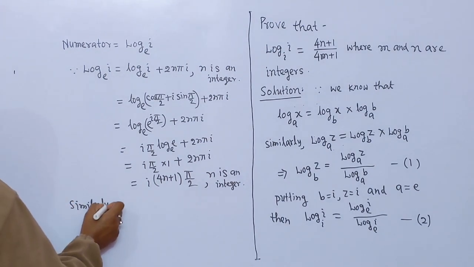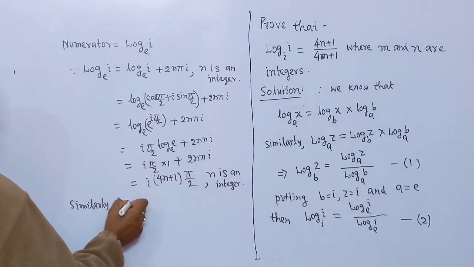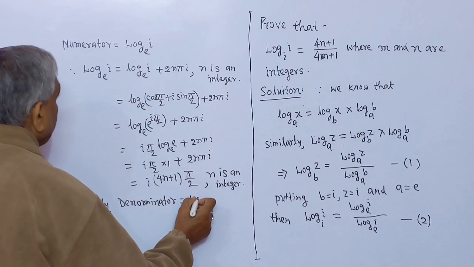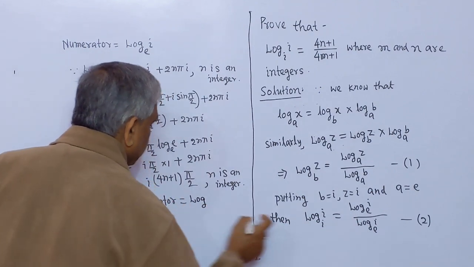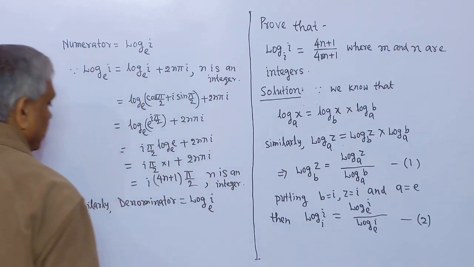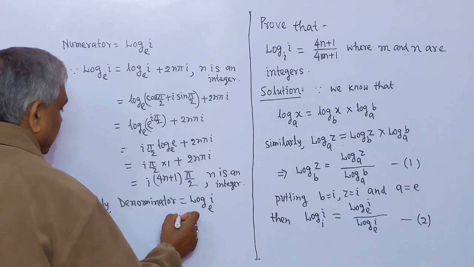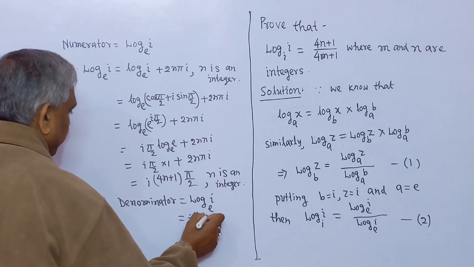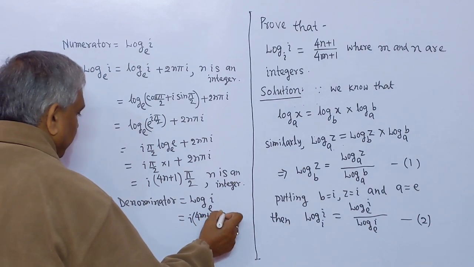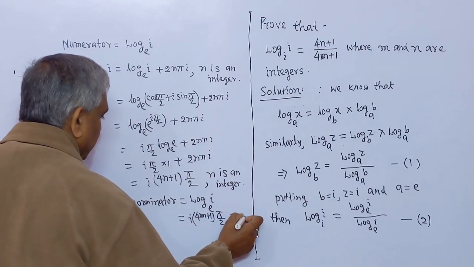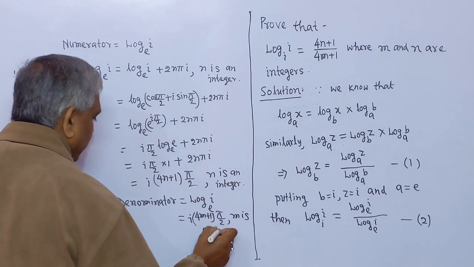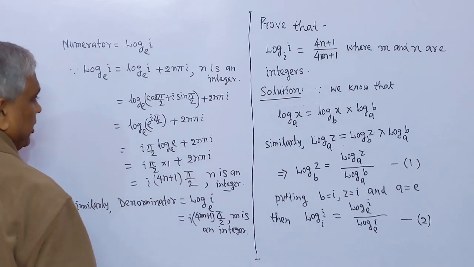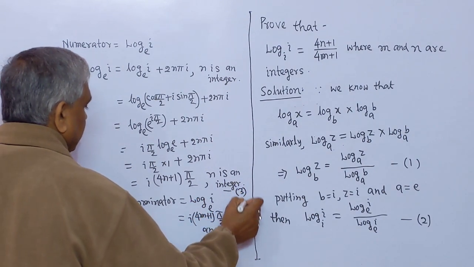Similarly, denominator equal to log base e i, and we may write this as i(4m+1)π/2, m is an integer. Let this be number 3 and this be number 4.